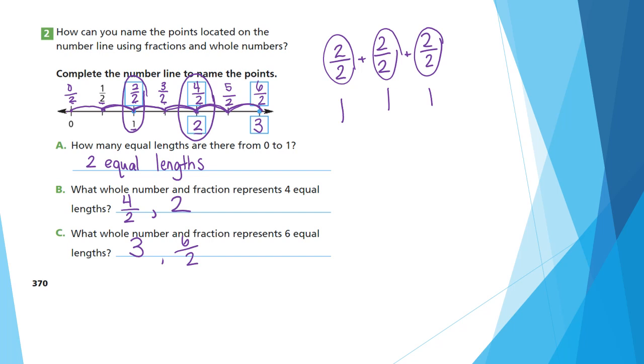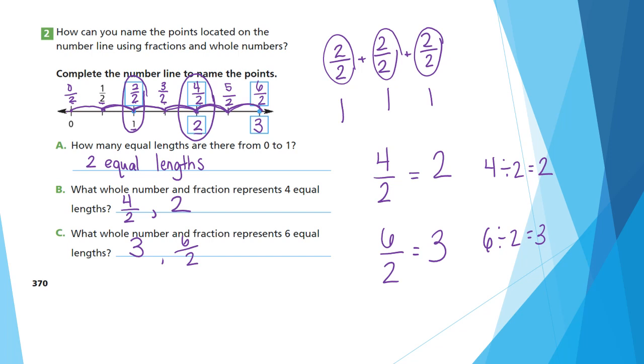Okay, I want you to take a look at 4 halves. And I want you to take a look at 6 halves, and I'm telling you that 4 halves is 2 and 6 halves equals 3. Is there a connection to division that you can make with 4 halves and 6 halves and what they equal as a whole number? That's right. 4 divided by 2 equals 2, and 6 divided by 2 equals 3. So there must be some connection between fractions and division.